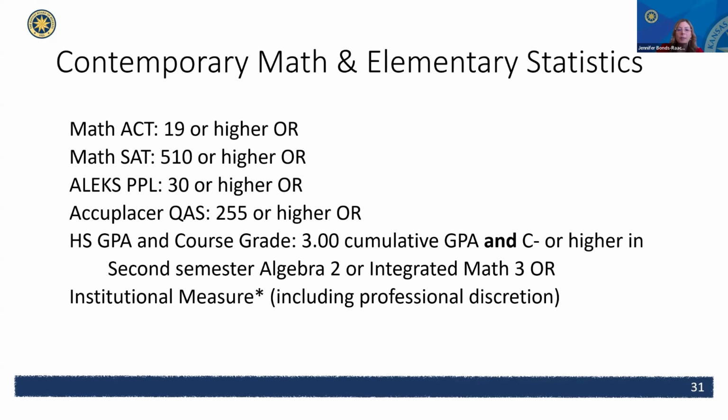I'd like to briefly explain why the committee recommended different scores for college algebra compared to these two Gateway courses. Committee members with expertise in mathematics noted that many assessments are designed to measure readiness for college algebra rather than the skills needed for contemporary math and elementary statistics. Therefore, the different scores do not reflect the rigor of the course, but rather the specific skills the assessments are intended to measure.